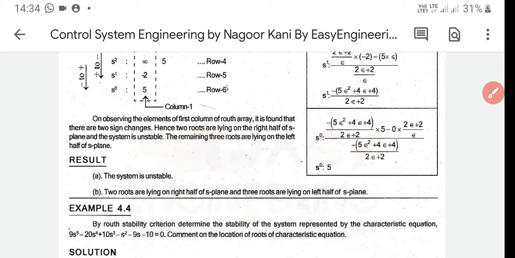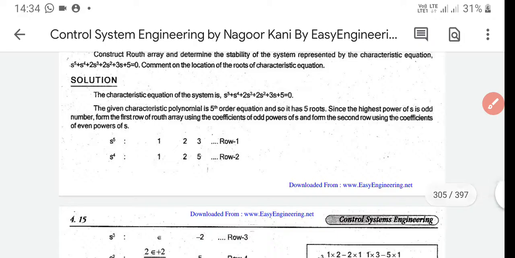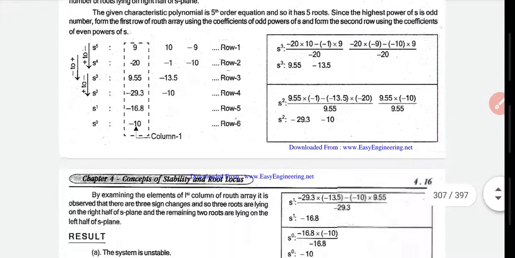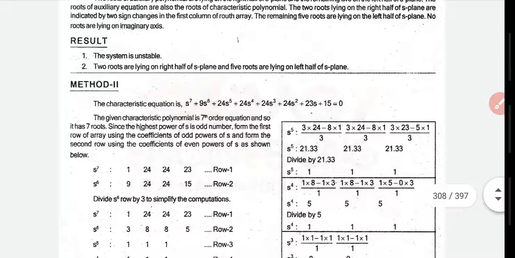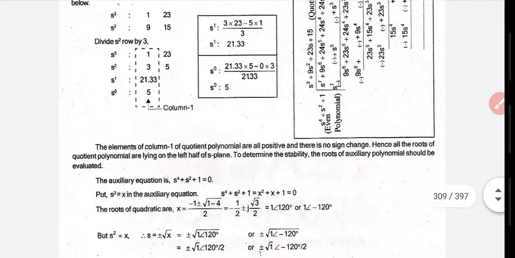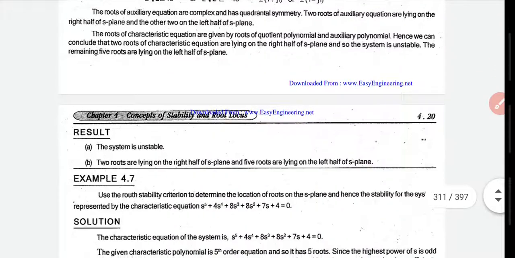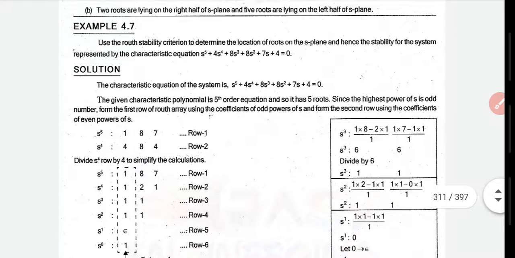Like this you have to do the third case, that is, if the first element of any row is 0, then you have to do this process. And you can see the next example like this. This is case 3.